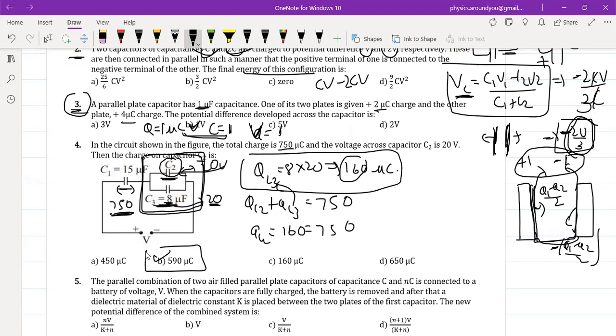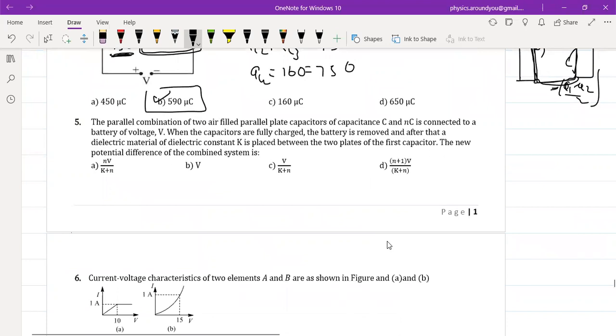So this is how you can attack this. Charge on C3 plus charge on C2. Charges are different, but the sum total of them should be equal to 750. That is question number 4. Why? Because the equivalent of C2 and C3 is in series with C1, and we know charge on capacitors in series is the same. So C1 will have 750, even the equivalent should have 750. Sum of the charges should be 750. We already know 160 is on C3, remaining should be on C2, so it should be fine. That's question number 4. Question number 5.